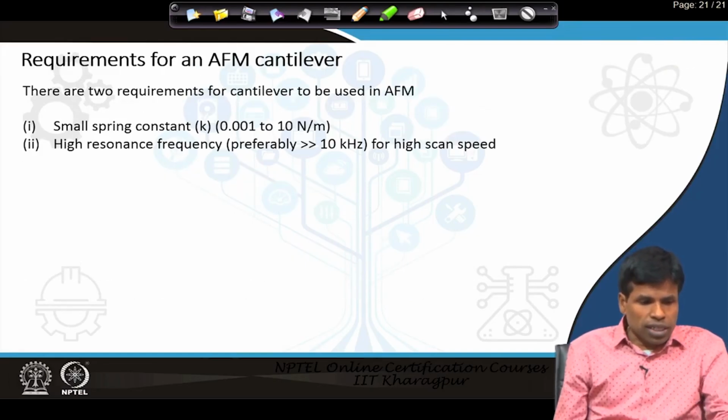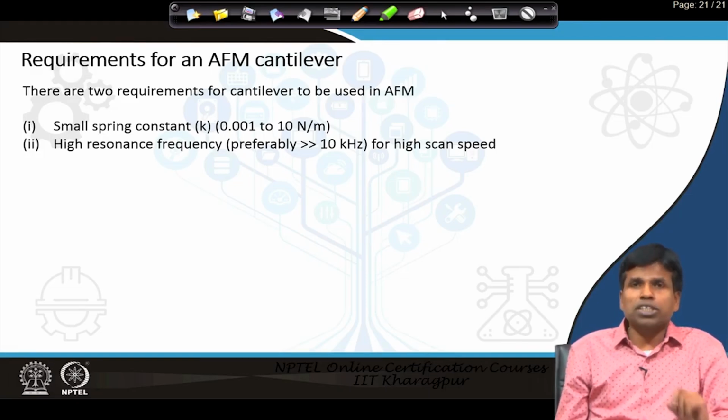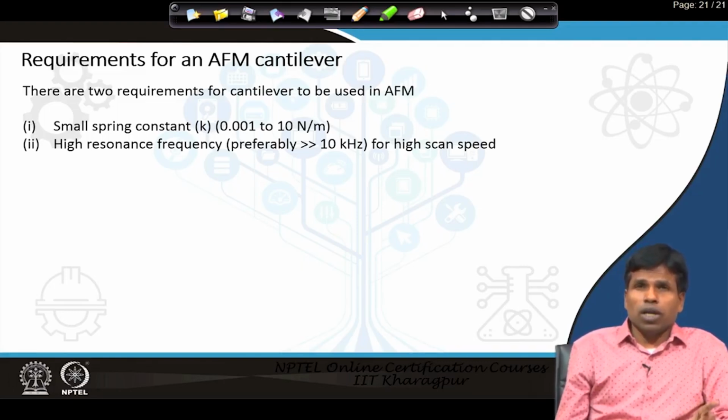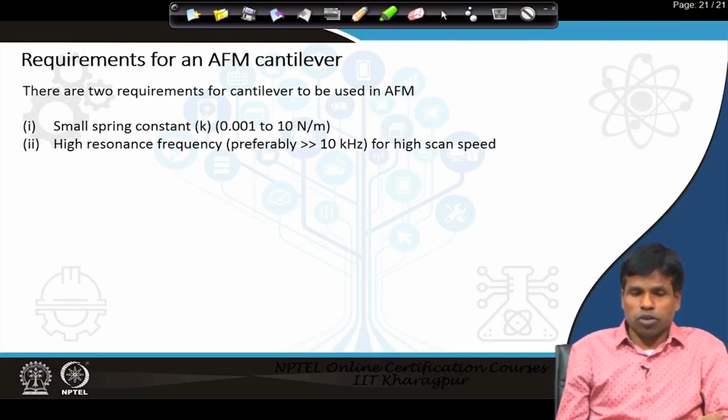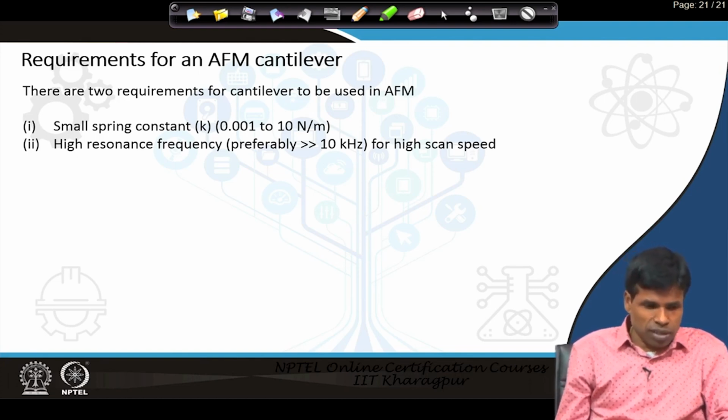If we look at the requirements for the AFM cantilever, there are two major requirements for a cantilever used in atomic force microscopy. One is a small spring constant. In the last lecture, I was saying that a larger K value helps prevent snap to contact, and here I am saying small spring constant. We will see what is good and what is not good. The second requirement is high resonance frequency, preferably greater than 10 kilohertz, which is necessary for high scan speed.